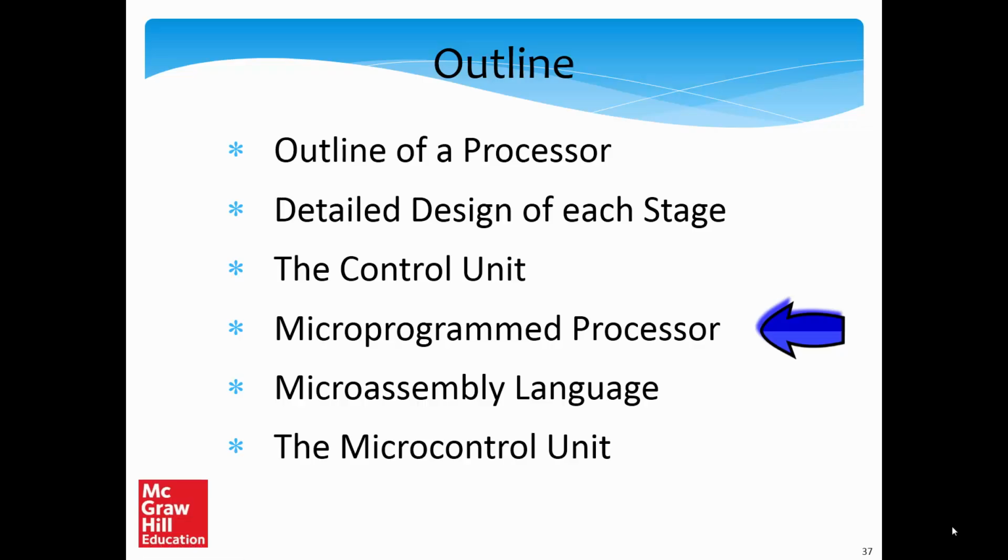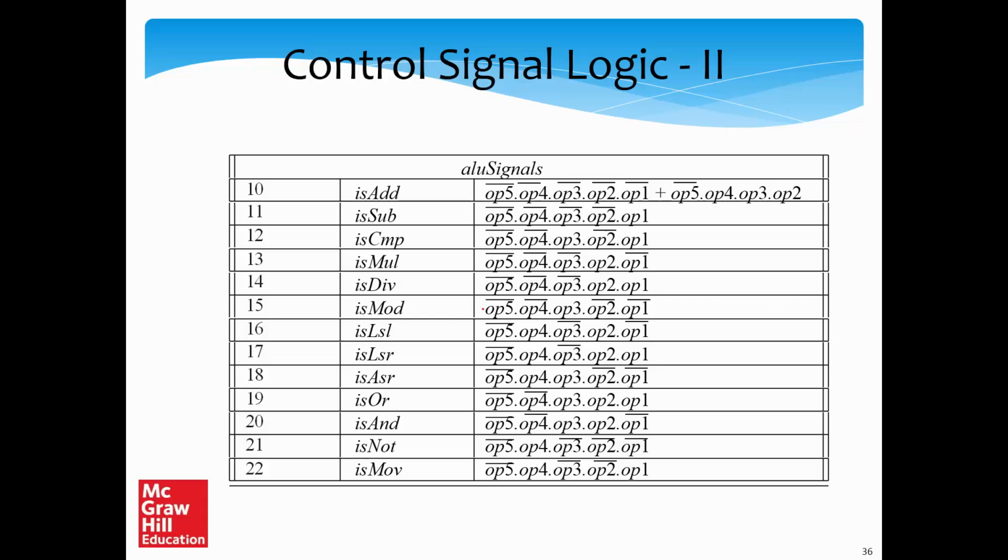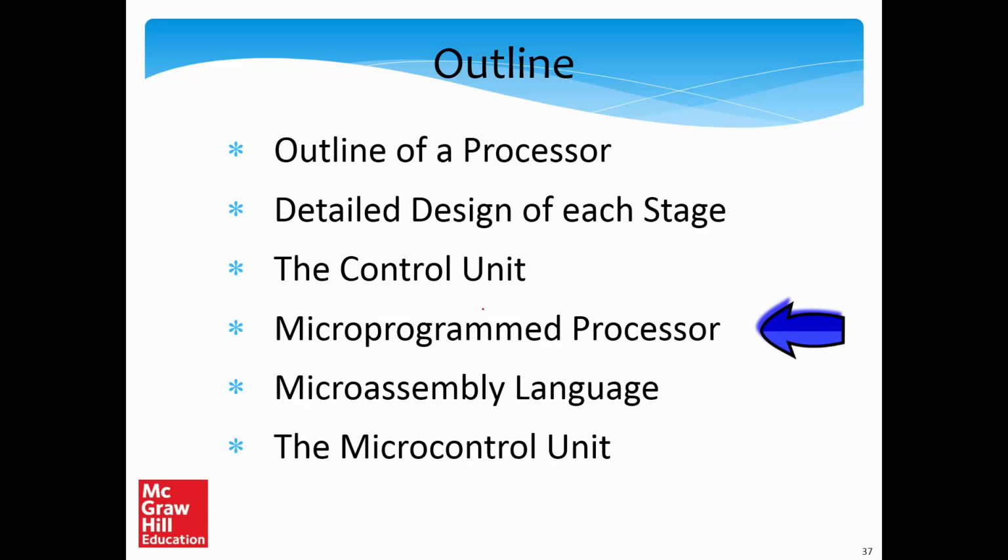So we have looked at one kind of processor known as a hardwired processor. In this hardwired processor, the main brain of the processor is the control unit. The control unit, as we have just seen, generates all the control signals, and these control signals control the movement of data inside the processor. For different kinds of instructions, different control signals are generated.